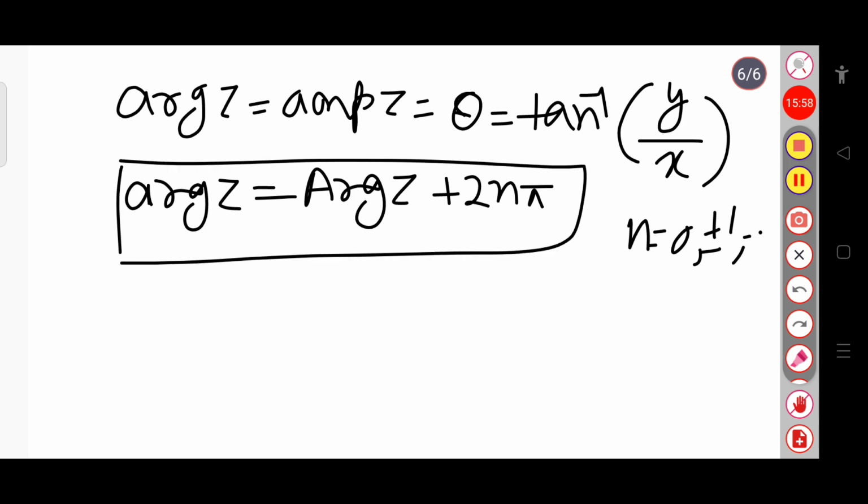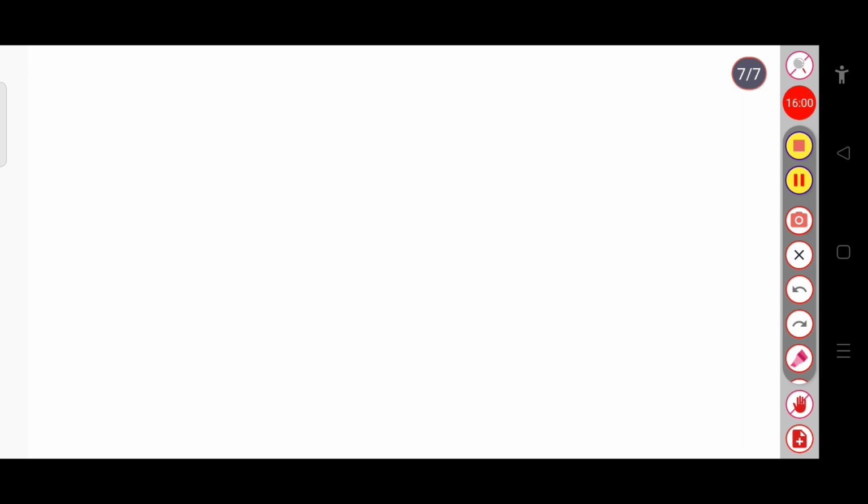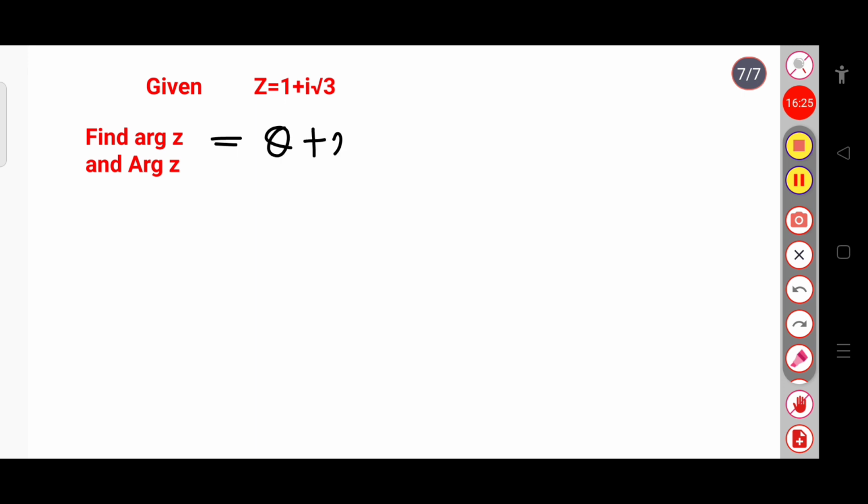So, let us take an example. Suppose it is given that z equals 1 plus iota root over 3, and the question is to find the small argument of z, the capital argument of z, or the principal argument of z, and simply the argument of z. First of all, the argument of z is theta plus 2n pi. For this we first have to calculate the value of theta.